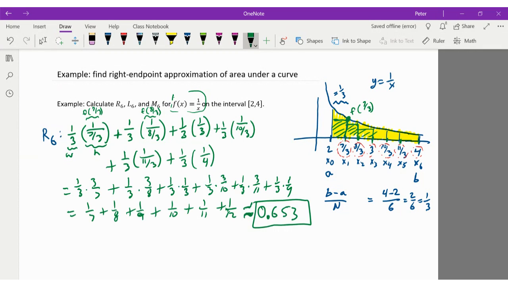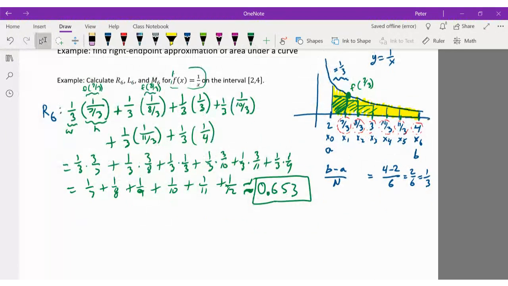Why didn't you do 1/3 times 1/2 for the first number? Oh, okay. Good question, Logan. That's because this is the right endpoint approximation. So I'm considering not the first point, but rather the first subinterval there. By using the right endpoint approximation, I'm using the right endpoint of each subinterval. So the 2 never comes into play. Okay.